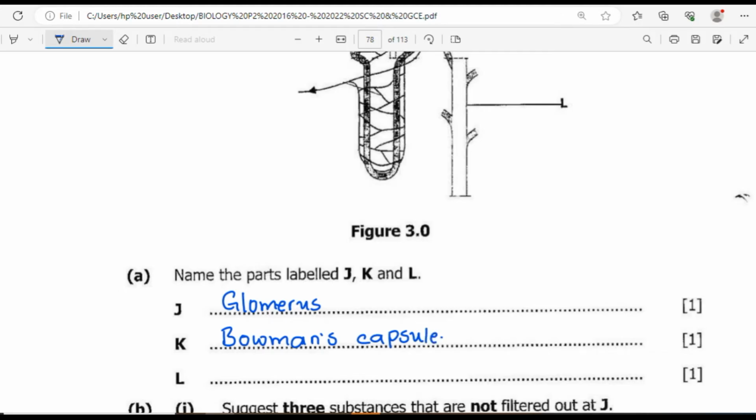Then L, the vessel that carries the urine from the nephron to the bladder. I mean, before the bladder is the ureter, but before the ureter we have what we call the collecting duct. So these collect from thousands or billions of nephrons. Then they join, forming what we call the ureter. So the collecting duct is our L.